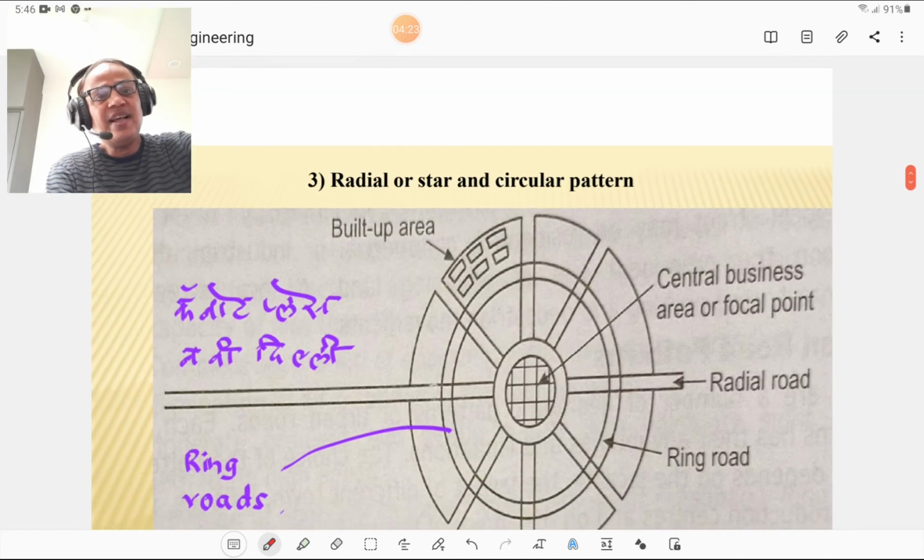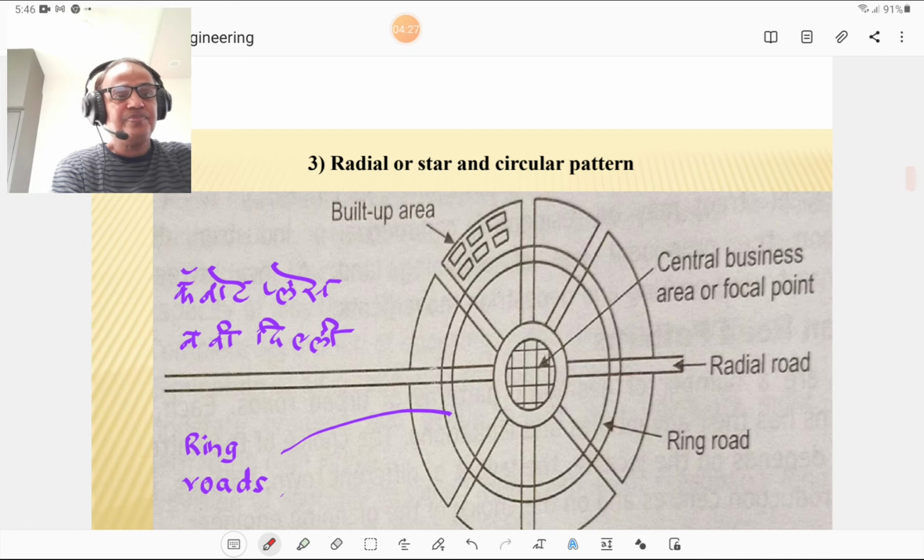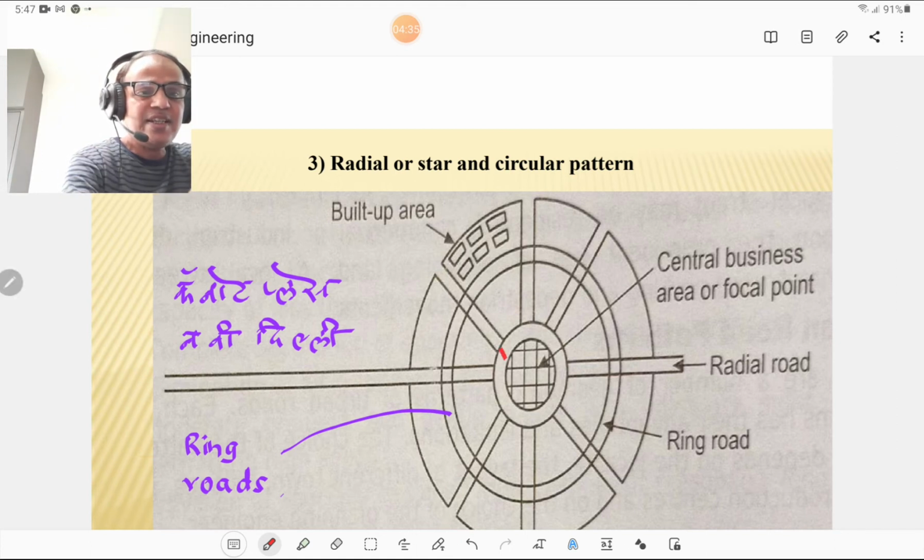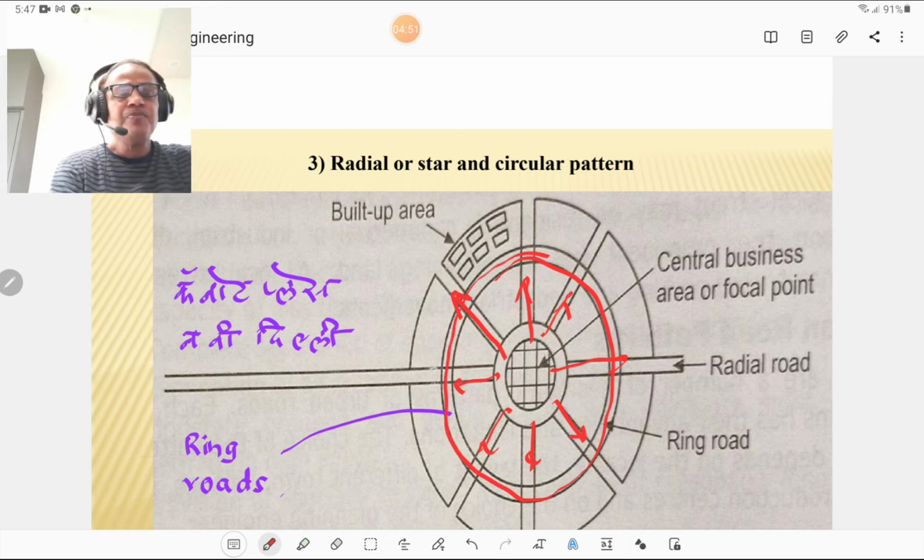The third pattern is the radial or star and circular pattern. In this pattern, there is a central business area or focal point, and the roads are generated radially. These are the radial roads, and these radial roads are again connected by a ring road or circular road. This is the ring road. Such a pattern is seen in New Delhi at Connaught Place, or in Ganjgolai, Latur. Such a pattern is called a radial or star and circular pattern.